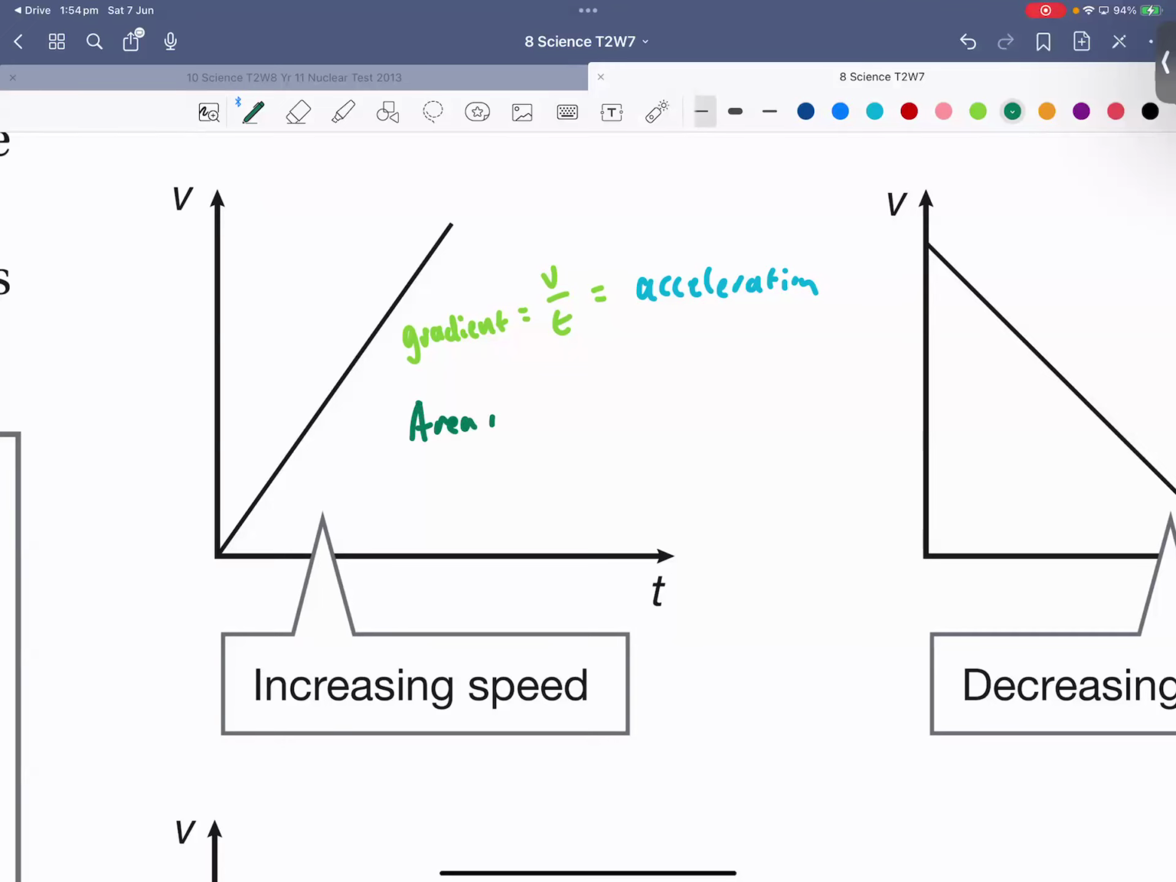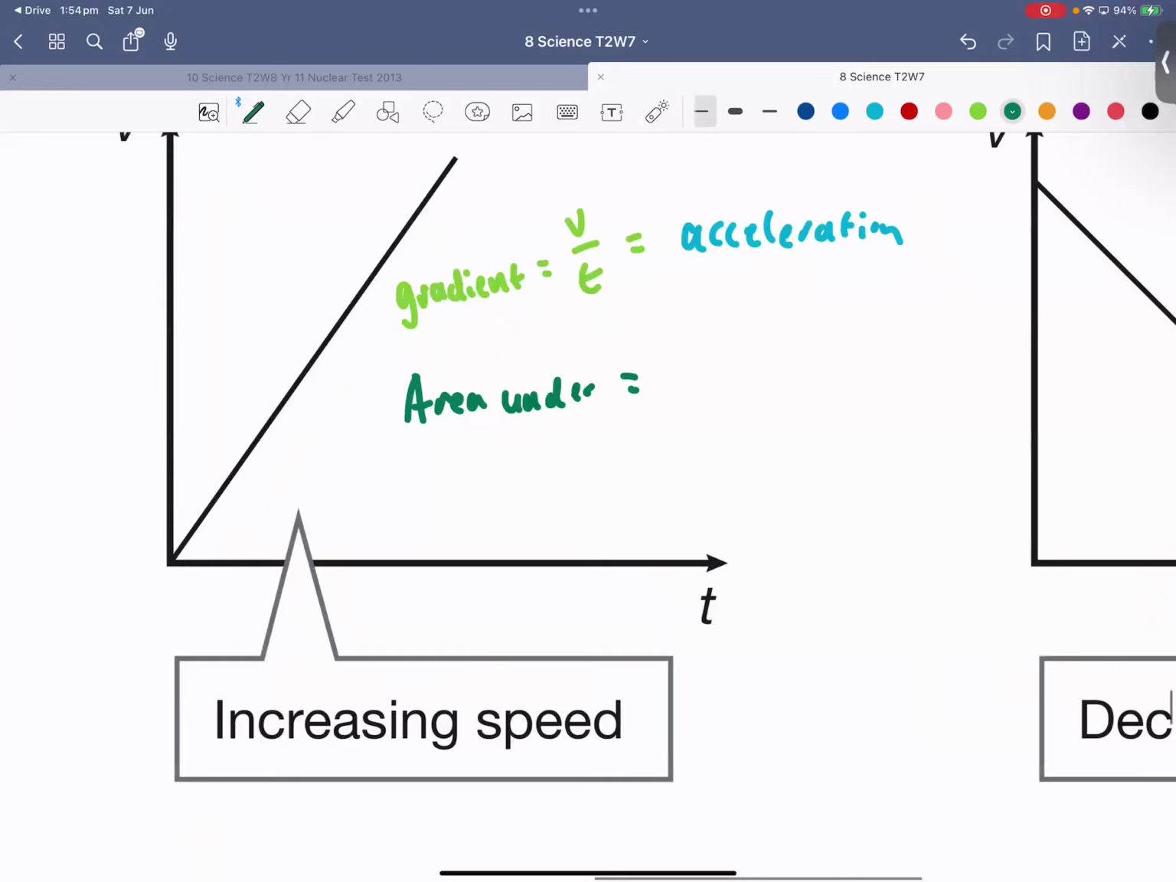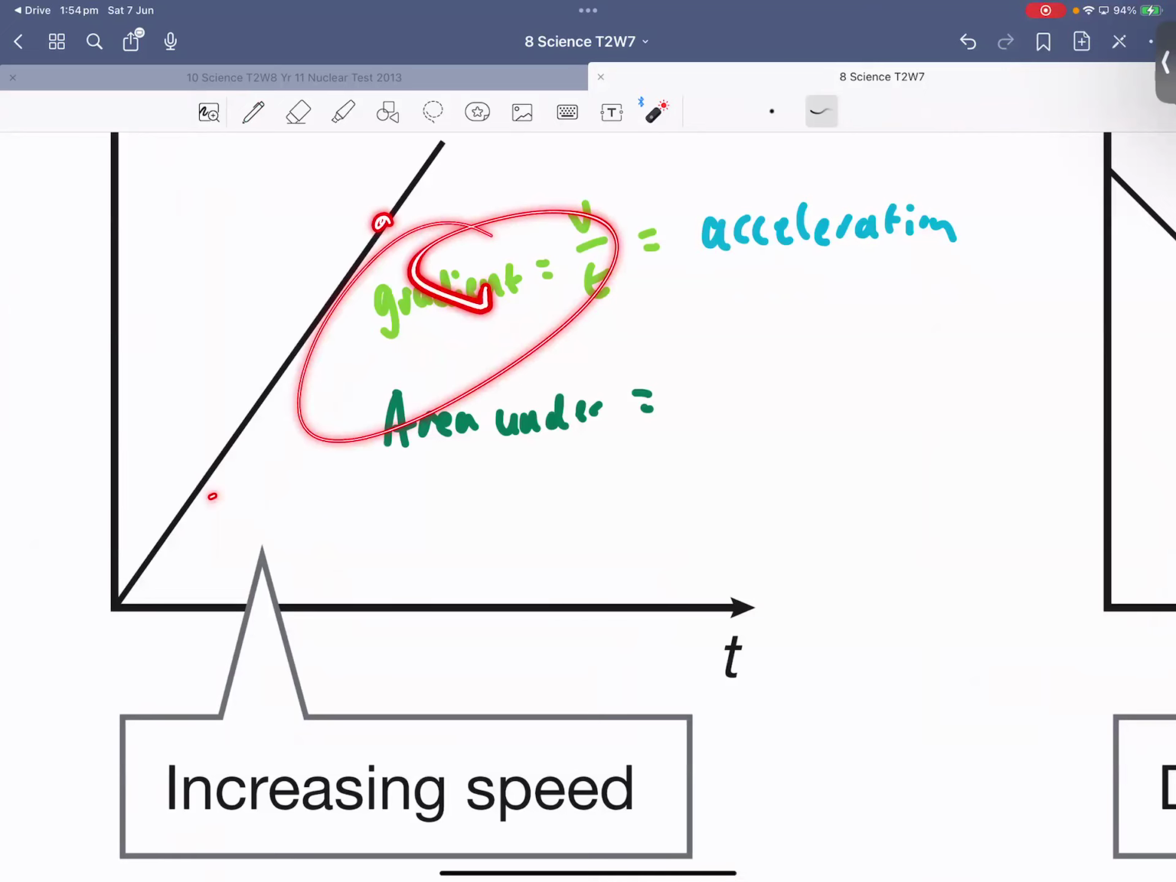Area under the graph. How do I find that? Of velocity over time. Yes, all right. For acceleration? Yes, you're correct. But do you agree? By me taking the gradient, I'm inherently doing that.